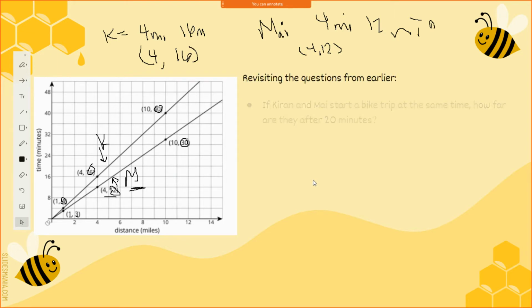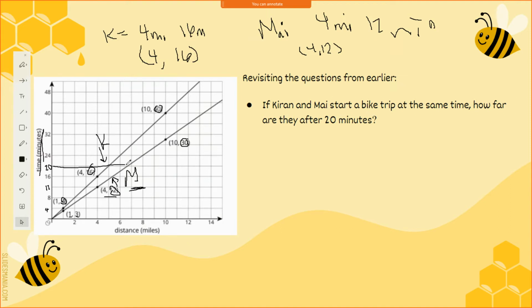Okay, so then on to our next question. If Kieran and Mai start a bike trip at the same time, how far are they after 20 minutes? So now we have to use this graph to help us figure out where they're at after 20 minutes. So if we look at our time here, it is on this side right here. So I've got to find time on here and connect it to its point on each of the lines. I can see that these are moving up by 8 every 2, which means by every 1 they're moving up 4. So this is 4, 8, 12, 16, 20. Okay, so at 20 is where I want to know where they're at.